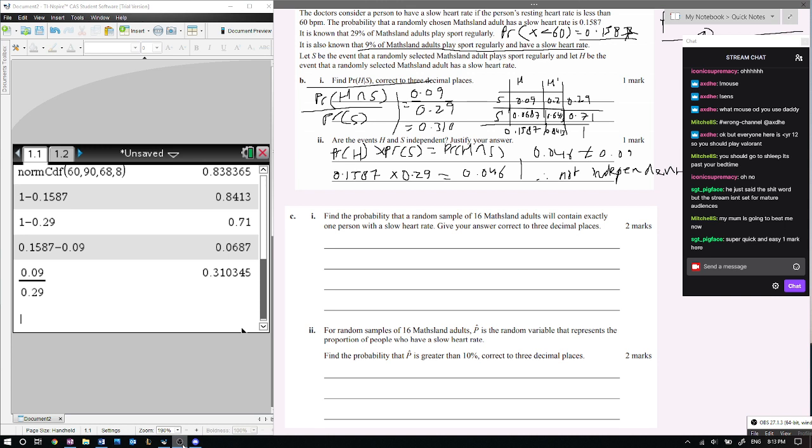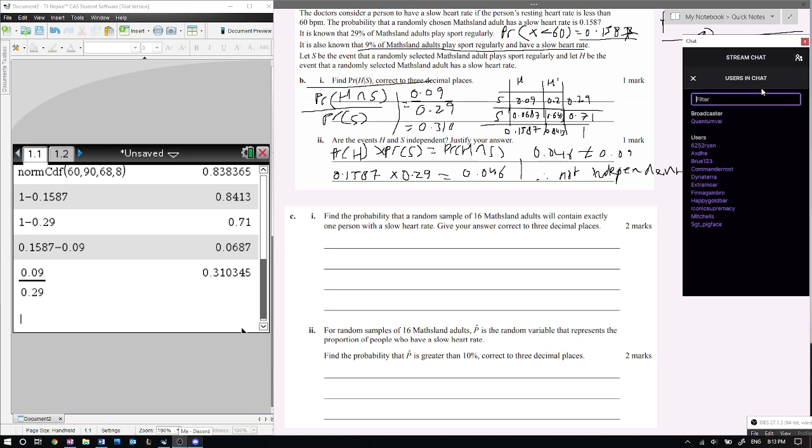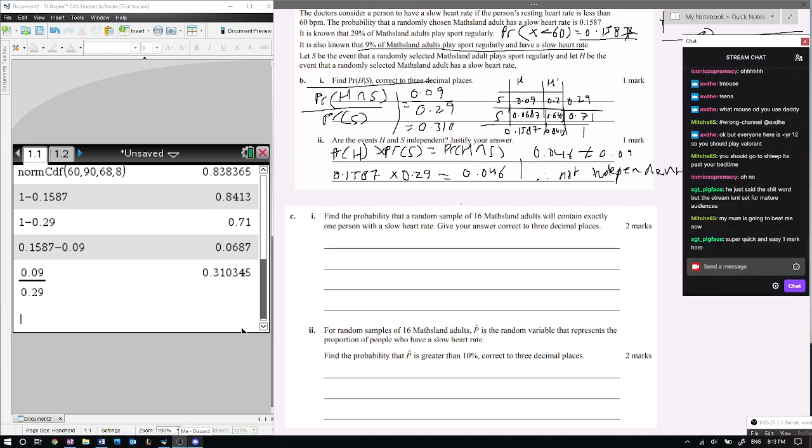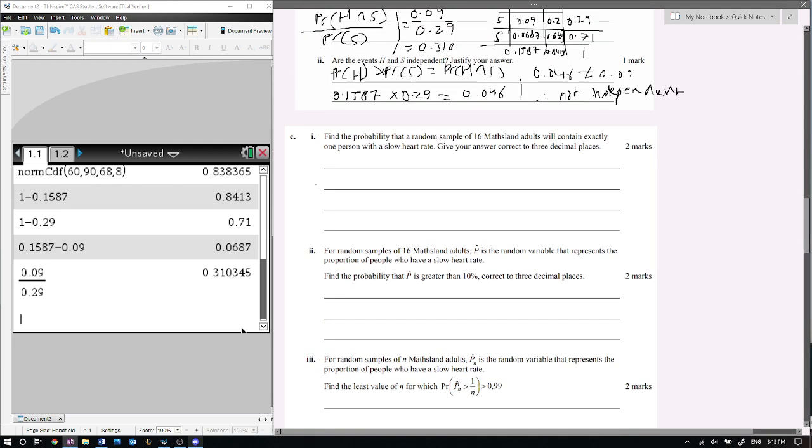Yes, Gus is right. It's a super quick and super easy 1 mark question. Alright, moving on to question CI.